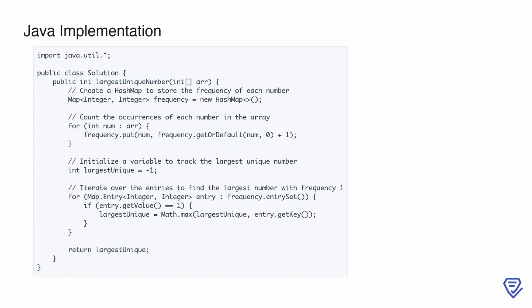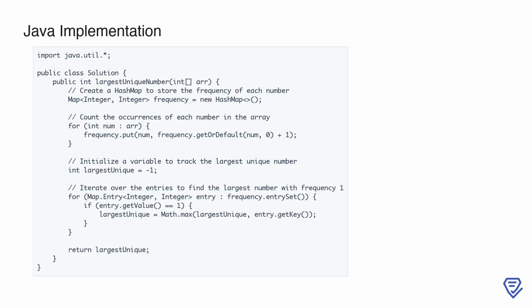This is the Java implementation of the largest unique number problem. The code mirrors the logic of the provided Python solution but uses Java-specific constructs like HashMap for frequency counting. Key differences include type declarations for variables and the use of Java's Map.Entry for iterating over the HashMap. The method follows the same approach, counting frequencies, identifying unique numbers, and returning the largest one, or -1 if no unique numbers exist.